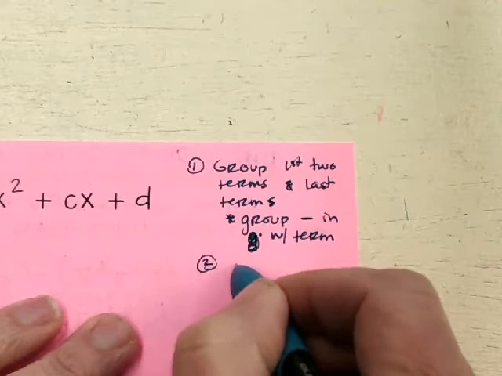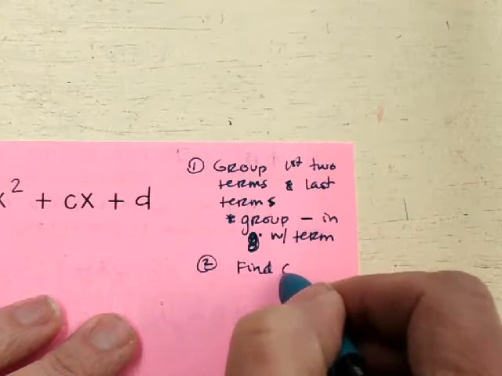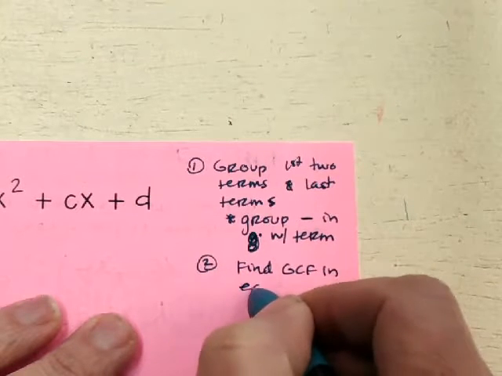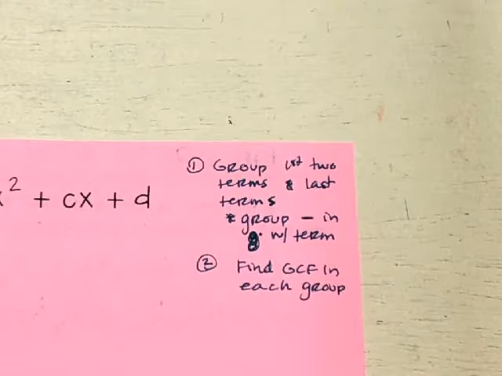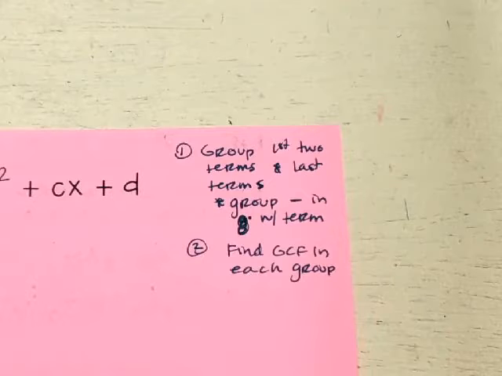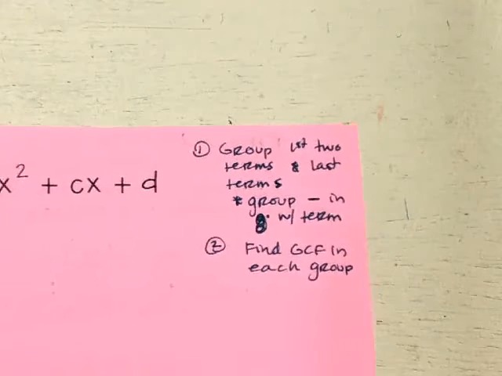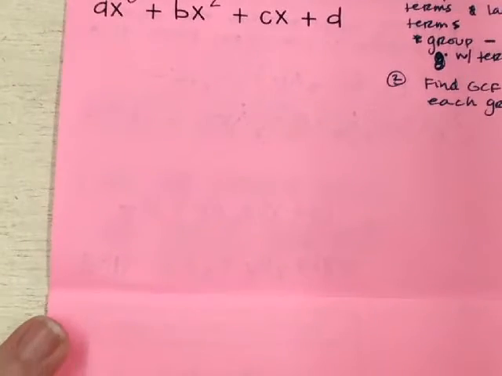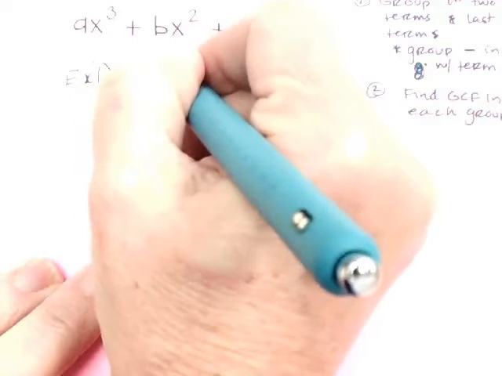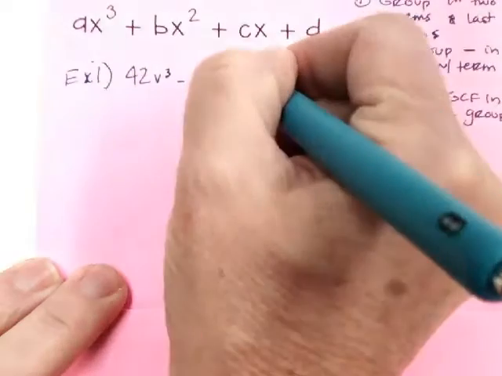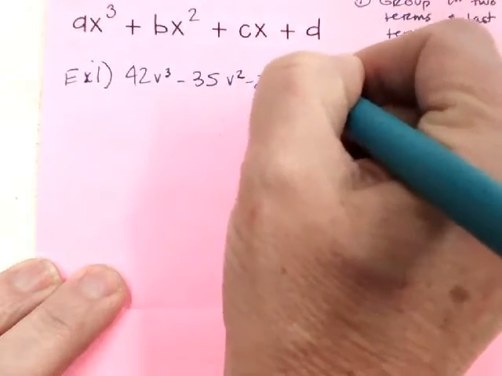Next thing you're going to do is find your greatest common factor in each group. Please know that I write fast and talk fast. You can back up, pause, slow down, rewind, whatever you need to do so that you can get what I'm doing. So I'm going to do an example with my steps here. The first thing I've got is 42v cubed minus 35v squared minus 24v plus 20.